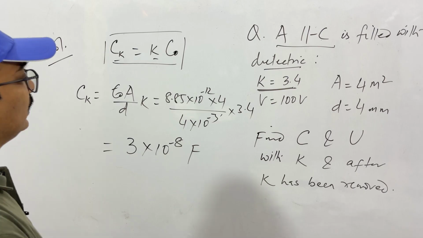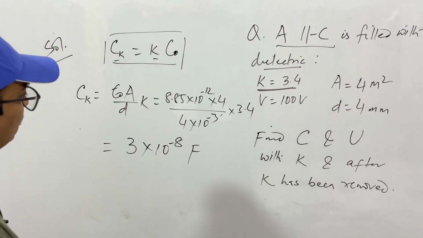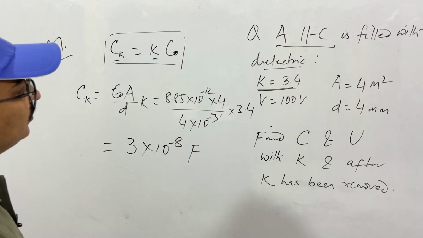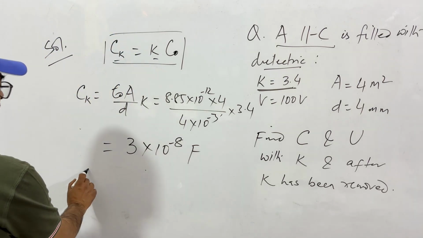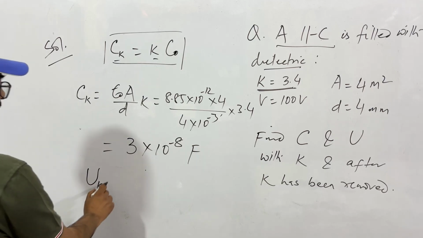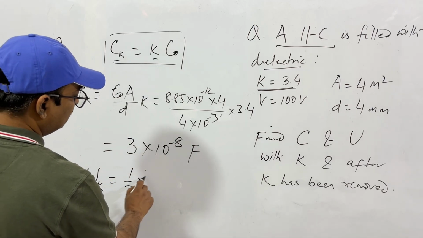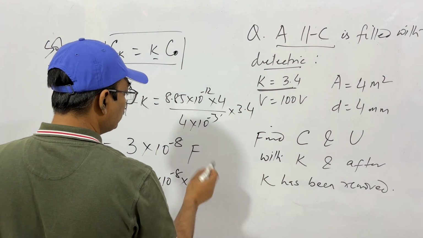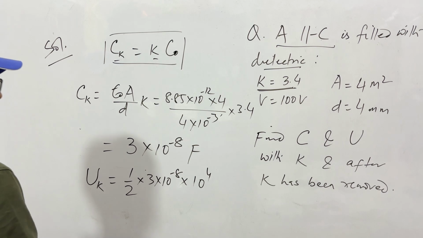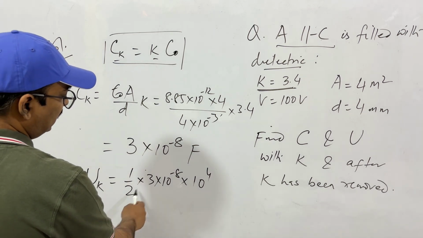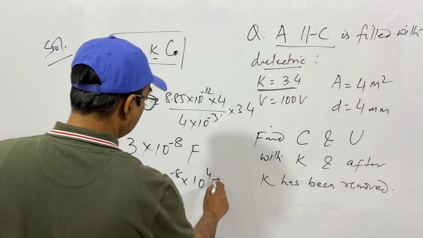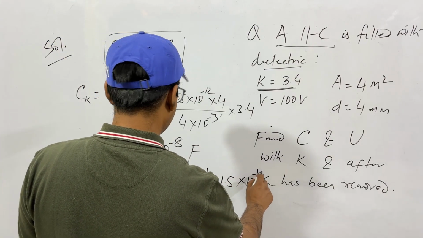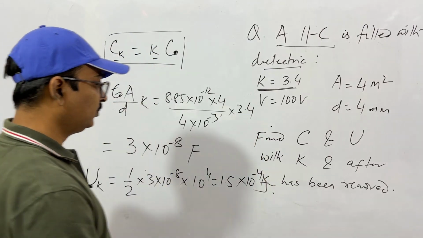Okay. Now we have to find the potential energy. For potential energy, we need to know voltage, that is half CV square. What is potential energy with the dielectric? It will be half C, that is this, V square. V is 100 volts, that is 10 to the power 2 square, so this is 10 to the power 4. So what do we get? This is 3 by 2 is 1.5, that is 1.5 into 10 to the power minus 4 joules. This is your potential energy.